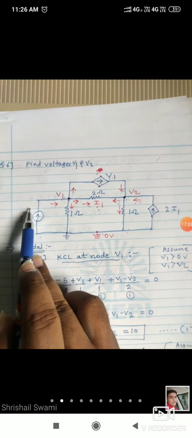Now in this example 5 ampere current source is given. 5 ampere, but value is given, no, 5 ampere. So I will come to this question.